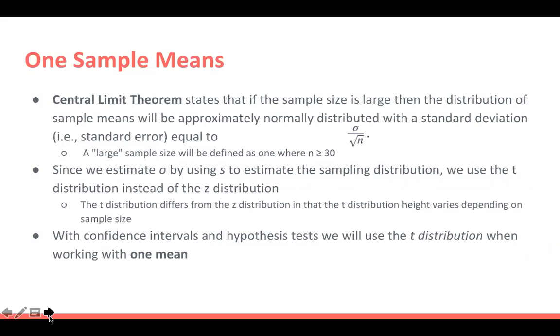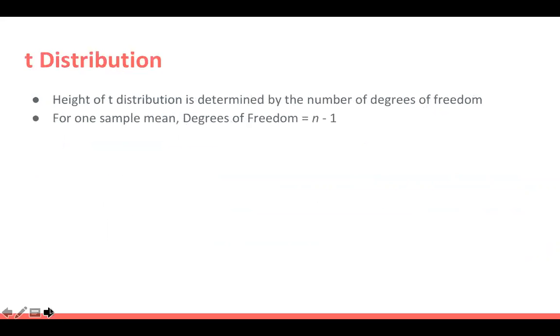So here with our sample means, we're going to be using a t-distribution instead of the z-distribution. The difference between the t-distribution and the z-distribution is really that the height varies depending on sample size in the t-distribution. We're going to go over it a little bit in the next slide. But with confidence intervals and hypothesis tests, we're going to be using the t-distribution when we're working with one mean. So just a little bit more on the t-distribution first before we start.